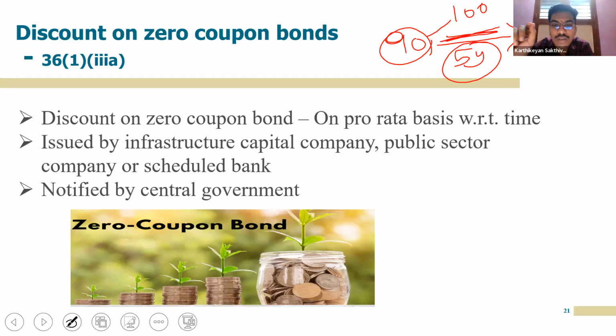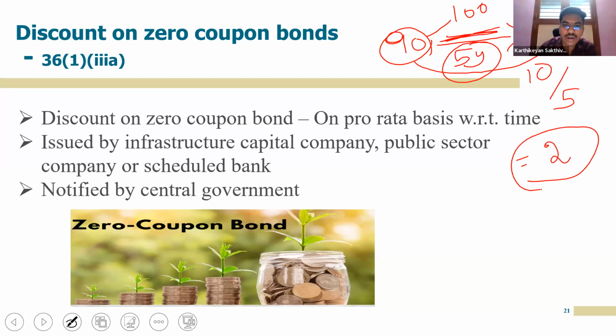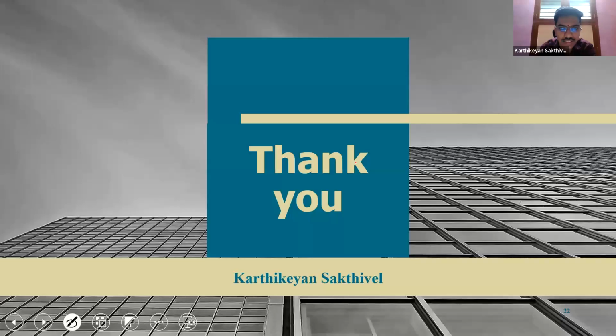So whatever is the discount on the zero coupon bond, take the example of 100 rupees payable at maturity. The 10 rupees is the discount, and with a life of 5 years, that is 2 rupees per year. So this 2 rupees you can claim as deduction on a yearly basis. It is applicable only for an infrastructure capital company, public sector company or a scheduled bank, and it should be notified by the central government. Only in those cases you can claim the deduction under 36(1)(iiia).